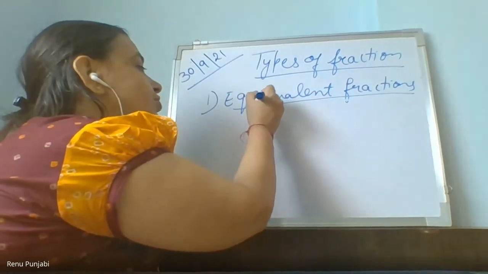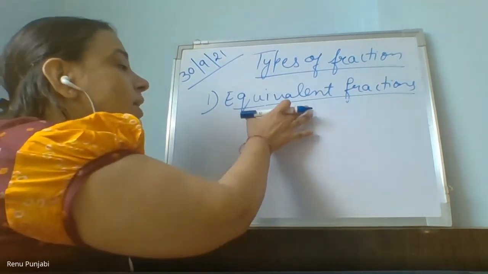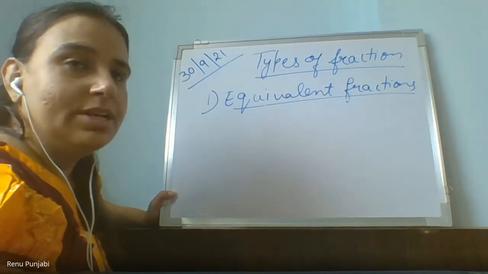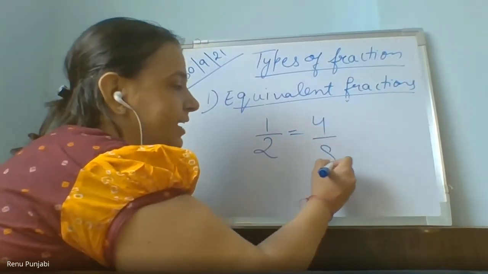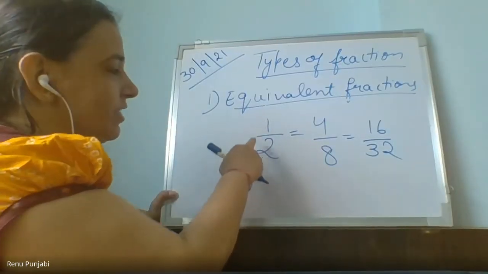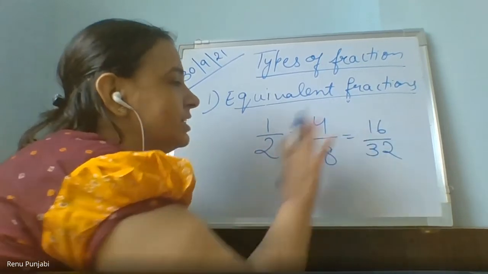EQUIVALENT, equivalent fraction. The word equivalent comes from equal. And which are the equal fractions? Suppose I take 1/2, right? It's half, and 4/8 is also half. 16/32 is also half. This is equivalent fractions. Equivalent fractions means 1/2 is also half, 4/8 is also half. So all these fractions are the same.